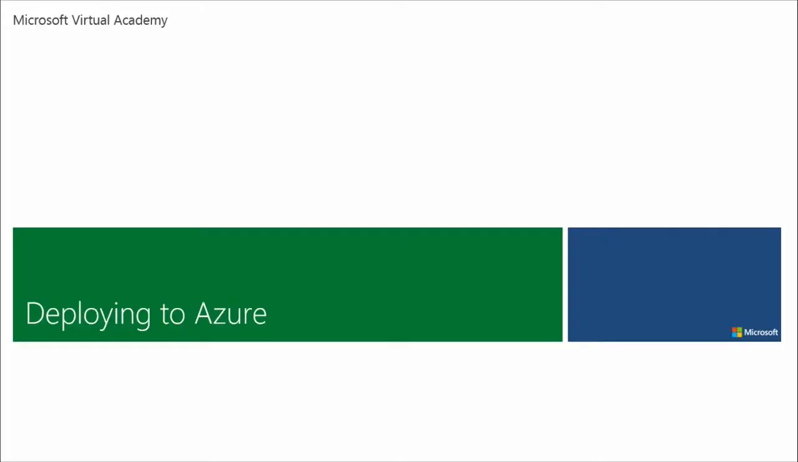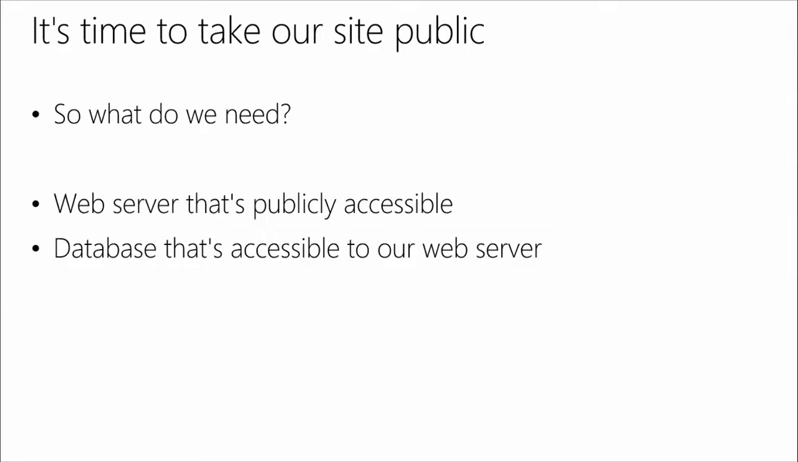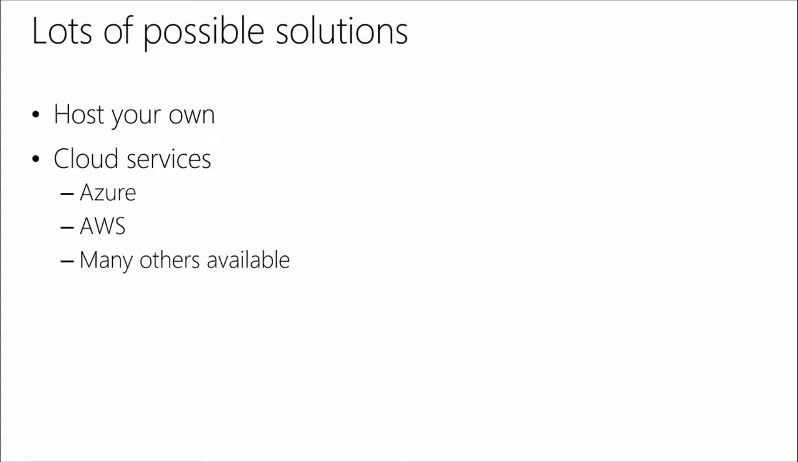So let's take this website and let's go make your millions of dollars, Susan. Let's make this thing public, and let's deploy this out to Azure so that we can take this public. So what are we going to need? Well, we're going to need a web server that's publicly accessible, and we're going to need a database that's accessible to our web server.